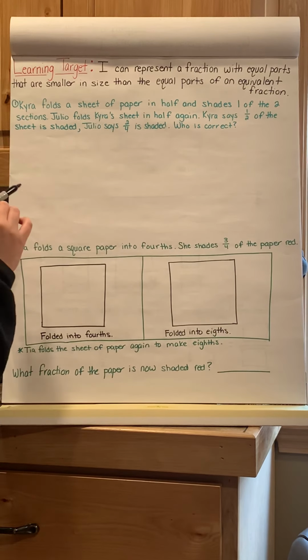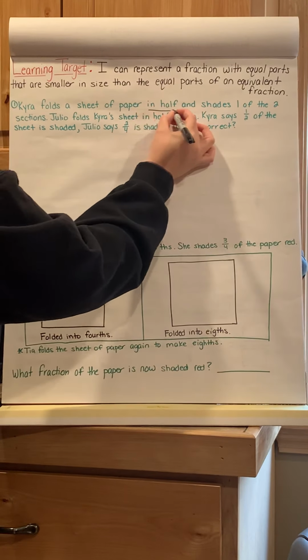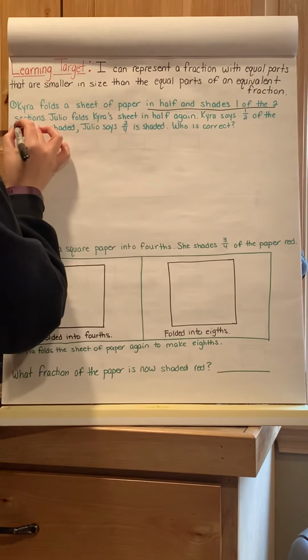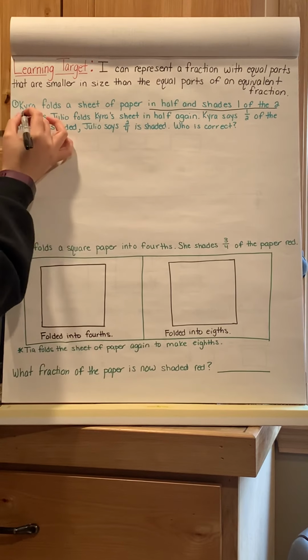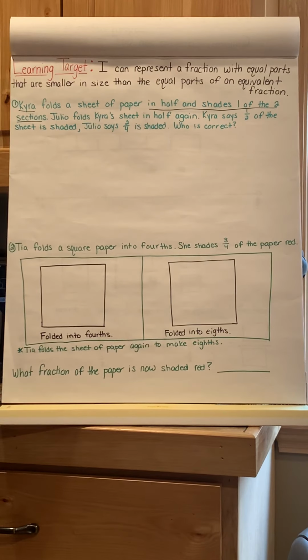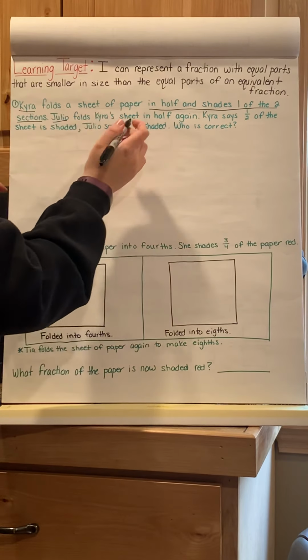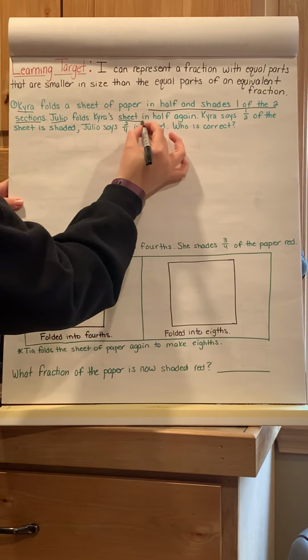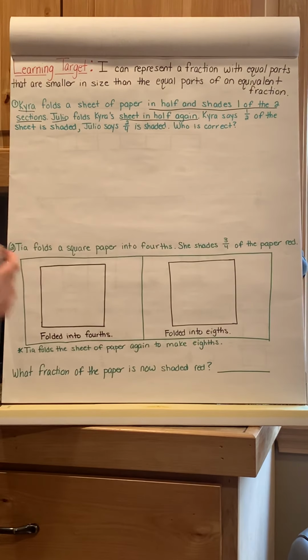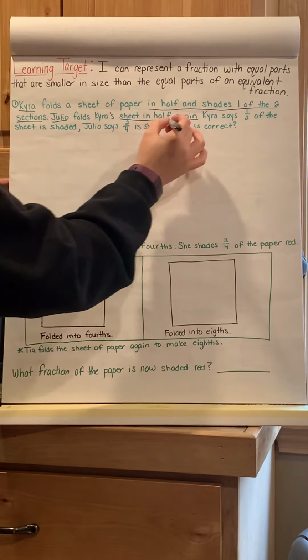So Kyra folds a sheet of paper in half and shades one of the two sections. That's what Kyra does. Julio folds Kyra's sheet in half again. Kyra says half of the sheet is shaded. Julio says 2/4 is shaded. Who is correct?